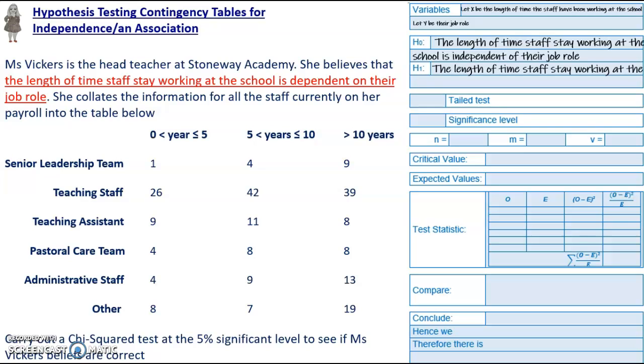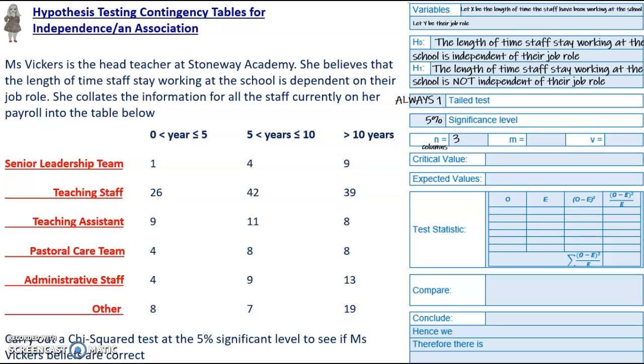And therefore the flip side of that, the alternative hypothesis, is that the length of time staff stay working at the school is not independent of their job role. A chi-squared test is always one-tailed, and in this particular question we are being told to use a 5% significance level. Looking at the contingency table I've been given, I have 3 columns, so I'm going to say that my n is 3. And I've been given 6 rows of data, so I'm going to say that my m is 6. Calculating v, my degrees of freedom, I'm going to do n minus 1 times m minus 1, which is 2 times 5, which is 10.